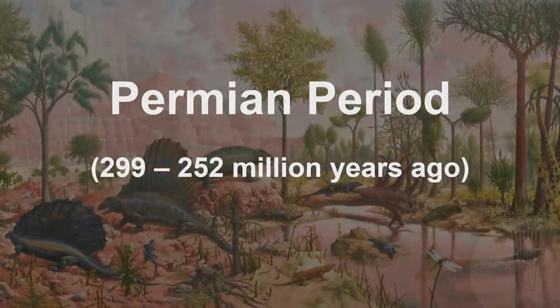Then we enter into the Permian period. This is the last period of the Paleozoic era. Starting to see these weird, almost dinosaurish looking creatures.